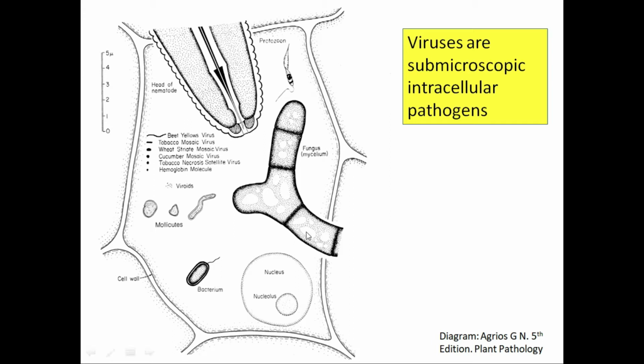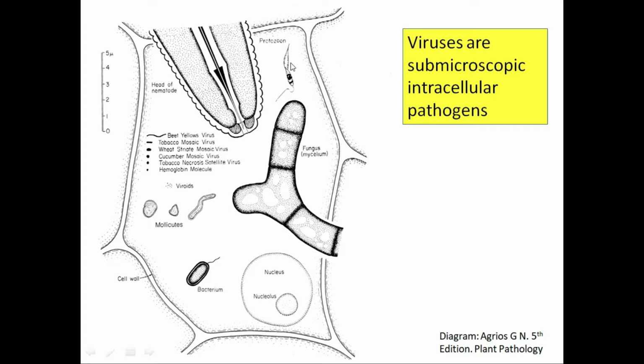Here, this is a nematode, head of nematode. It is quite big. It is inside a plant cell here. So this is one plant cell and this is the size of the nematode head. And here you have fungus hyphae, a part of mycelium. And the fungus mycelium is here inside the plant cell.